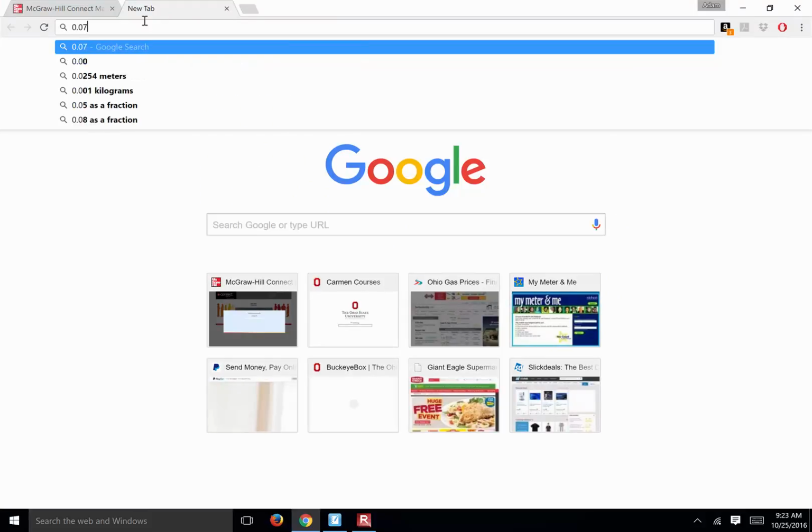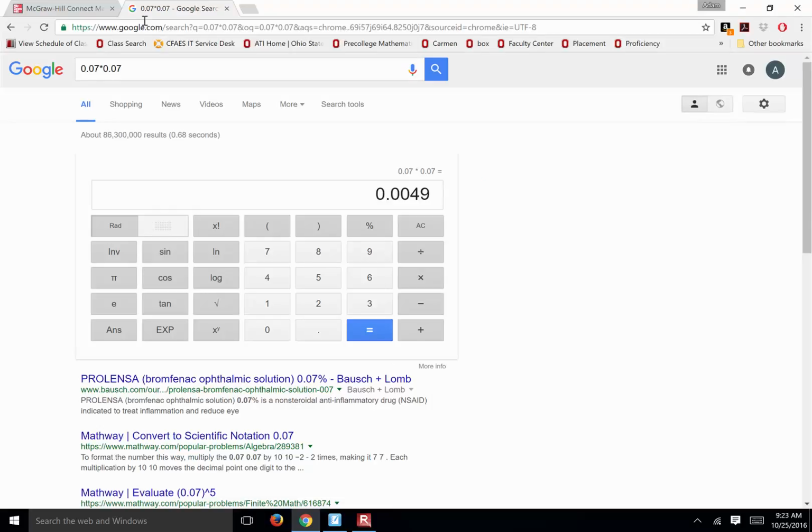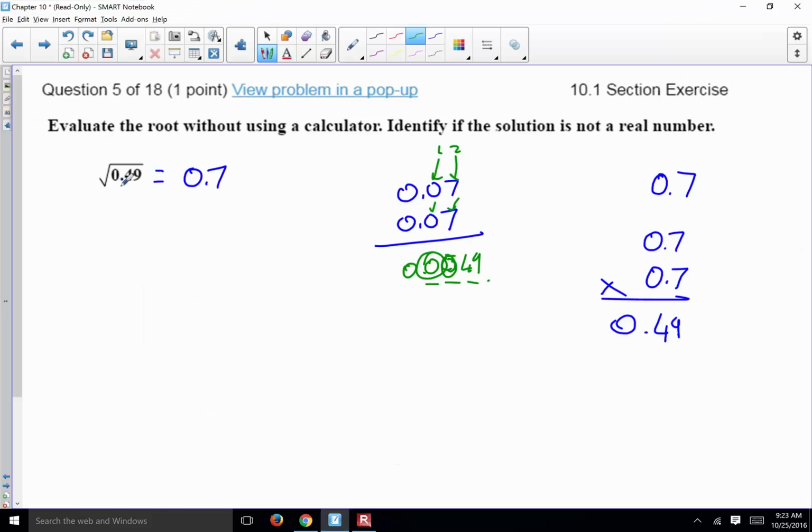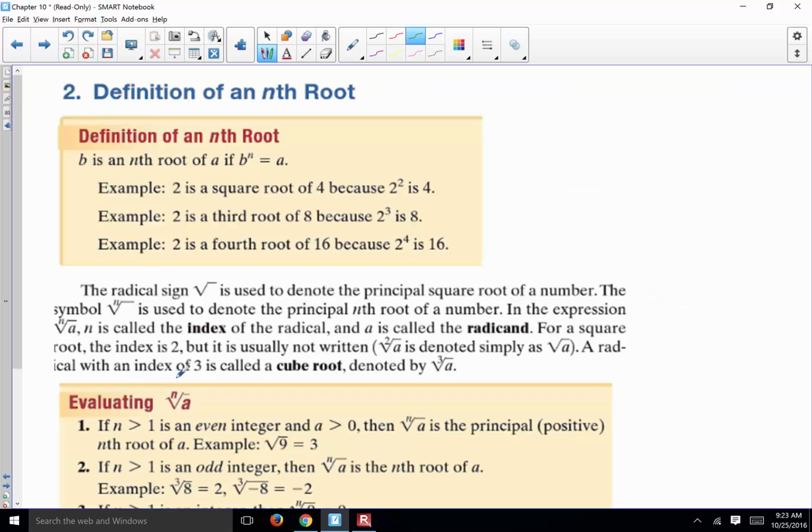0.07 times... you see 0.0049. So if you're unsure, always check with a calculator. 0.7 times 0.7 is 0.49. So decimals are tricky. I mean, there is an easy way to get it in the first place, but just go with trial and error in that case.